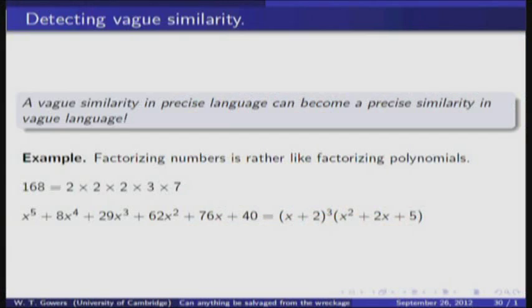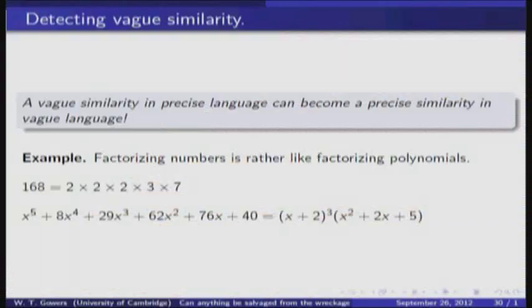So an example of where two things are sort of similar, there are more sophisticated examples of this by a long way, but one example you may have already seen is that factorizing numbers is in some ways a bit like factorizing polynomials. You have long division of numbers. That's a bit like long division of polynomials. If you haven't covered this, let's just say, here's an example.